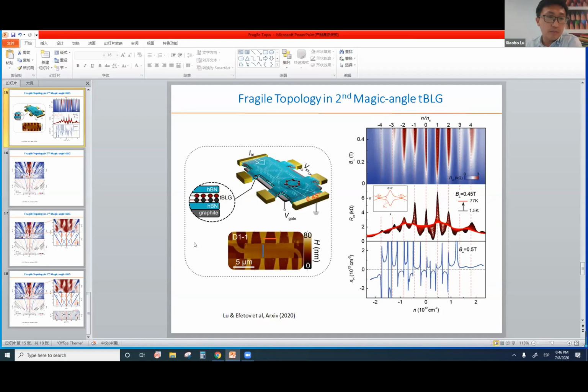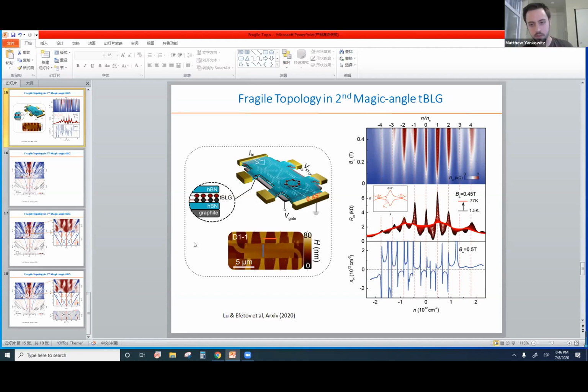I'm not 100% sure about the twisted double bilayer graphene. At least I haven't seen any theory about fragile topology in twisted double bilayer graphene. But the difference is that the fragile topology in twisted bilayer graphene comes from the non-zero total helicity, which comes from the 2 Dirac points connecting the lowest 2 minibands. I think this is different from the twisted double bilayer graphene, right?